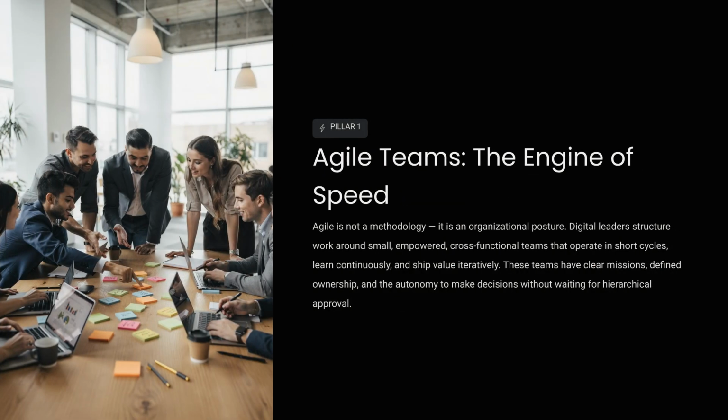Pillar 1 focuses on agile teams, the engine of speed. Agile is an organizational posture where work is structured around small, empowered, cross-functional teams. They operate in short cycles, learn continuously, and have the autonomy to make decisions.